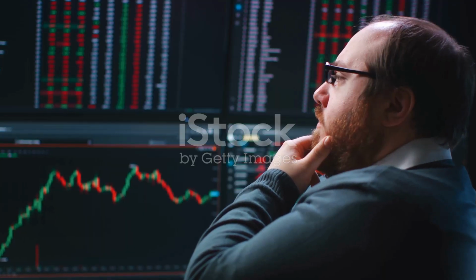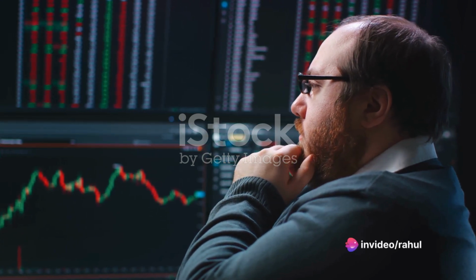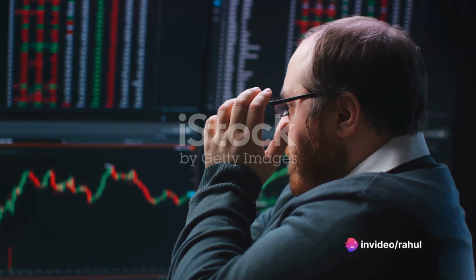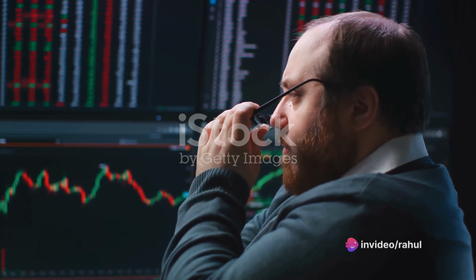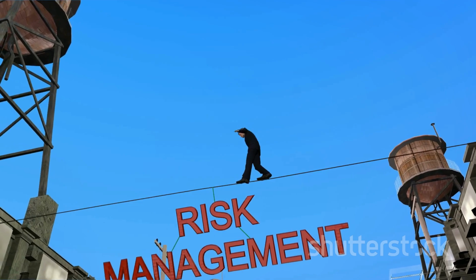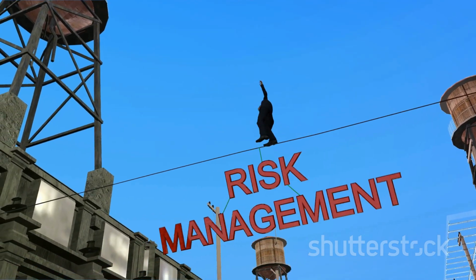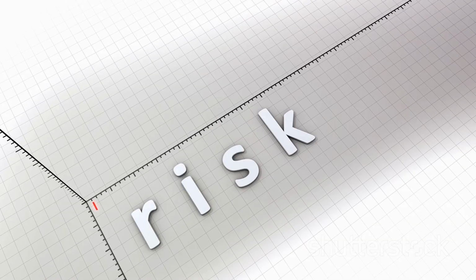Second, patience and discipline are your best friends in option trading. Don't rush your trades, wait for the right setup, and once you've entered a trade, stick to your plan. Lastly, always manage your risk. Never risk more than you can afford to lose, and always set a stop loss. It's better to get out of a trade with a small loss than to risk blowing up your account.